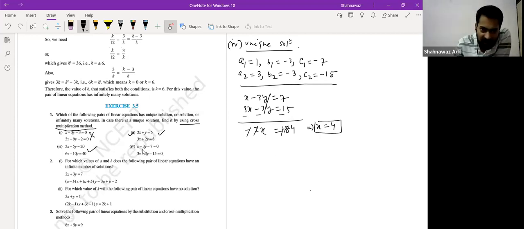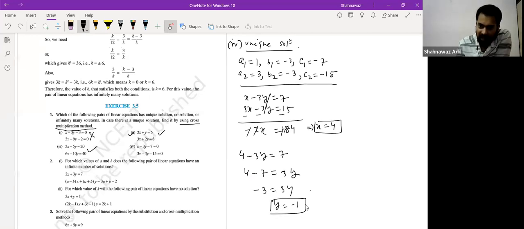Now x is 4, and let us check. So x is 4, right? Yes. So x minus 3 into 4 is 7. Sorry, sorry. So x is 4. So 4 minus 3y is 7. So 4 minus 7 is 3y, right? So minus 3 is 3y, so y is minus 1. So this is correct, right? We messed up with x, right? So Rizwan is right. Okay, so let us.